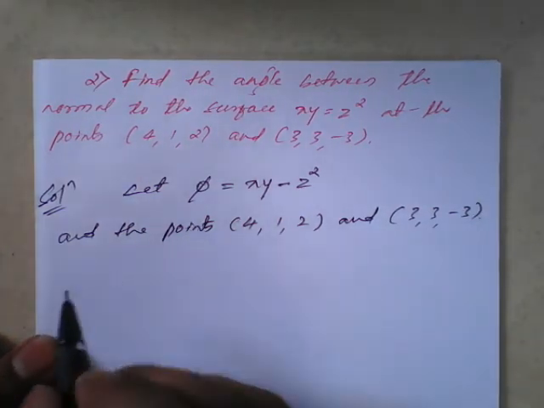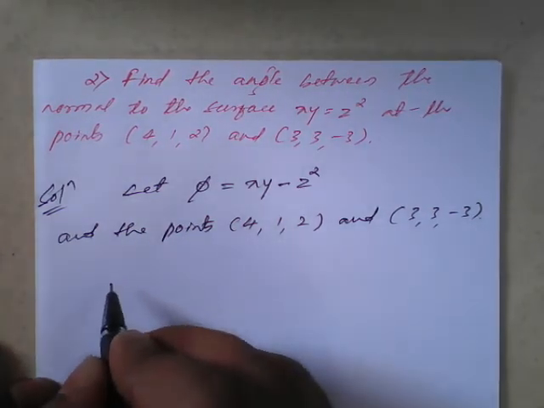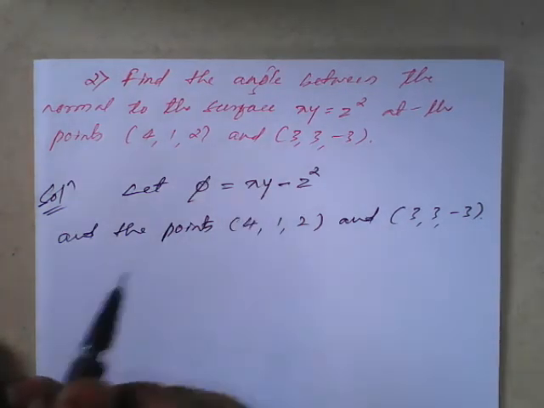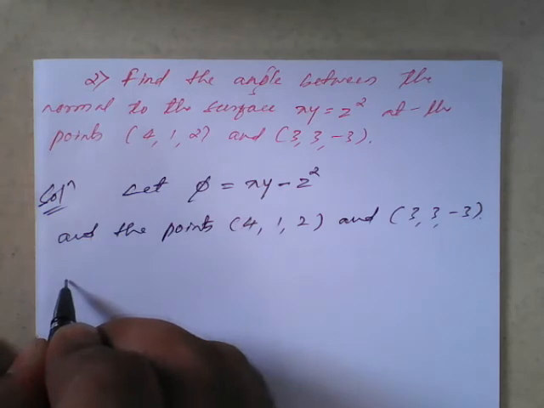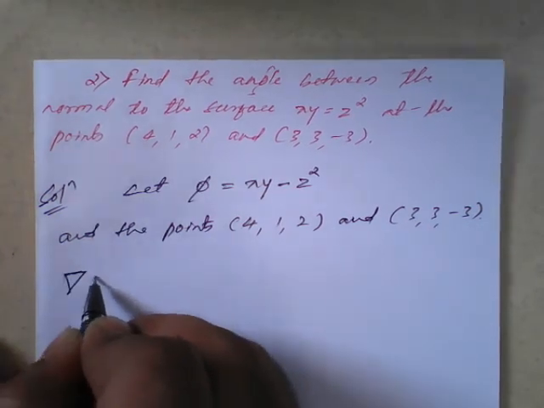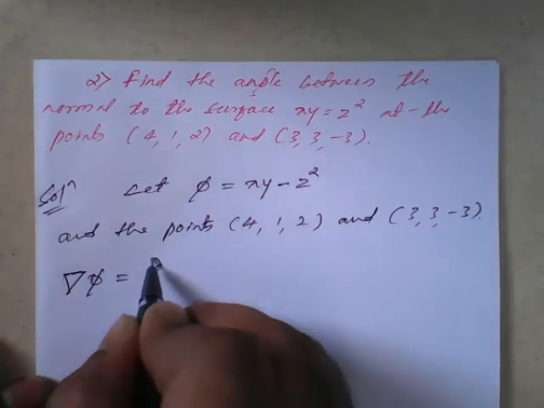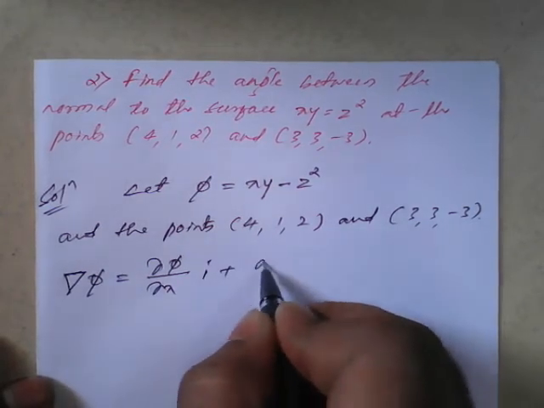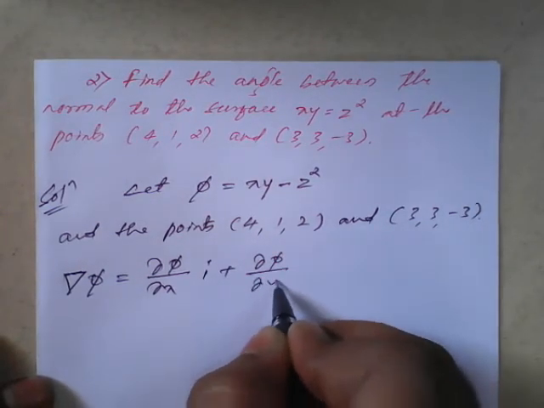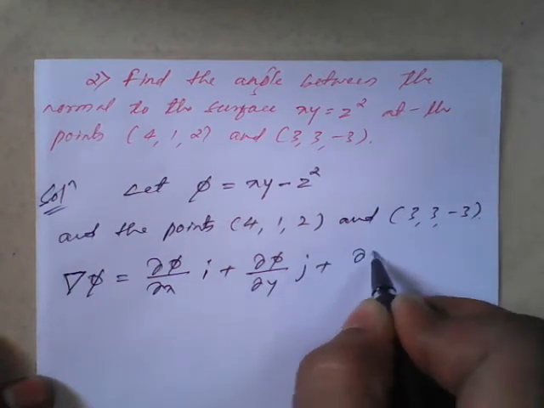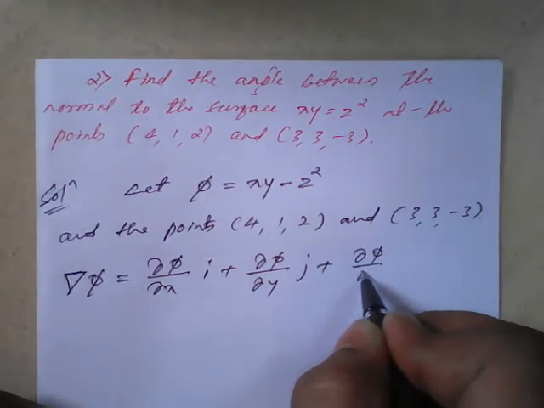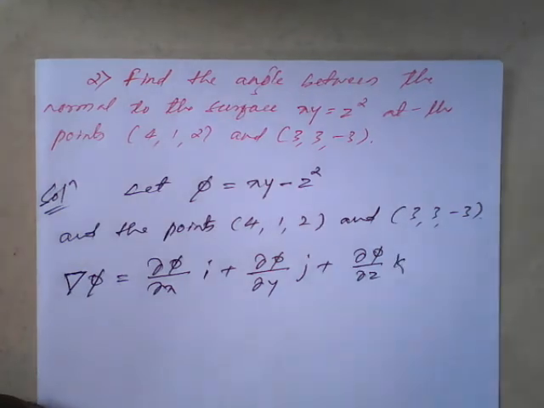So we need to find, the formula is again the same formula we are going to use. But here just see, we'll find del phi first. So del phi is nothing but dou phi by dou x of i, dou phi by dou y of j, dou phi by dou z of k.